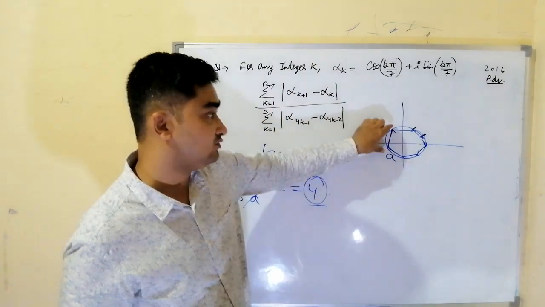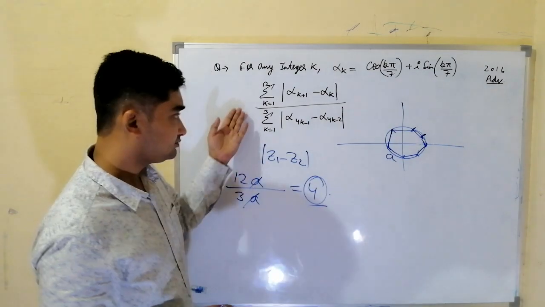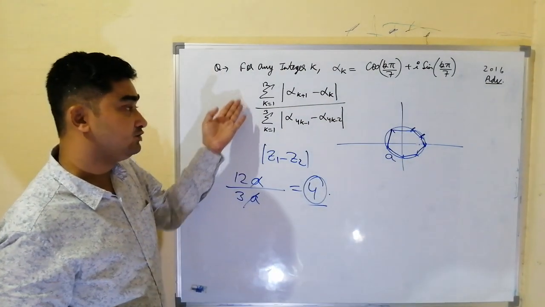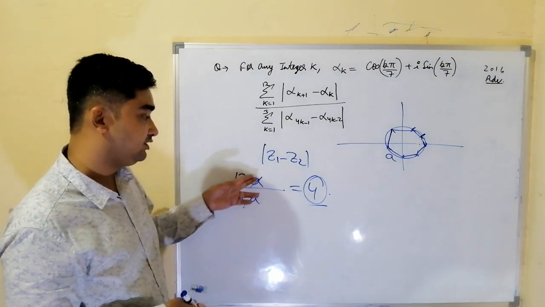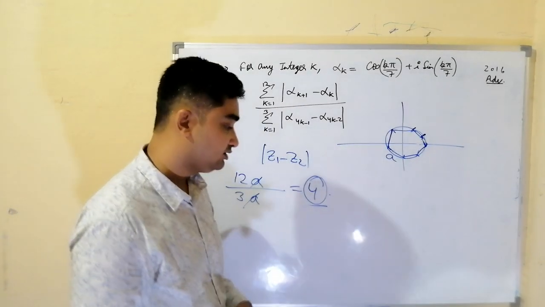That is equal to the length of the side of the polygon. Here, because the side of the polygon is divided and cancelled, we need not find what the side is. We will get the answer 4. Now we'll move to the next problem.